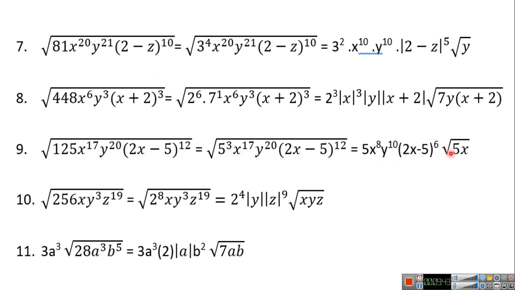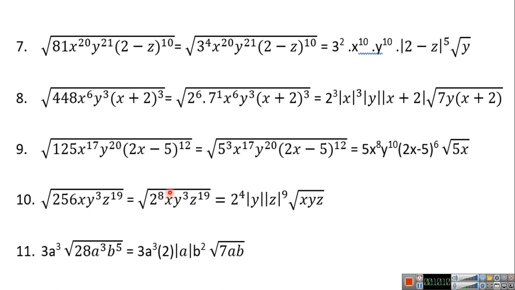Power odd, 1 5 inside, 17 1x inside. Here even and even, all goes outside. 3 divided by 2 is 1, the quotient. 17 divided by 2 is 8, quotient. 20 divided by 2 is 10. 12 divided by 2 is 6. No need to put absolute value anywhere because all powers are even. Here you can check this is the correct one.